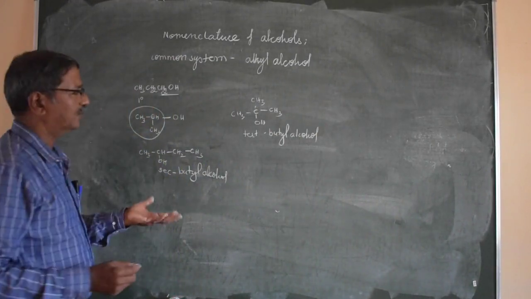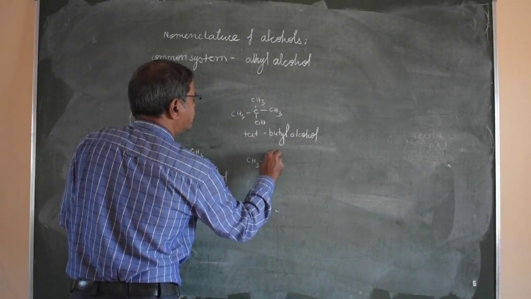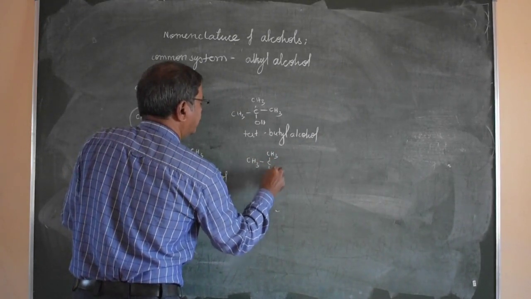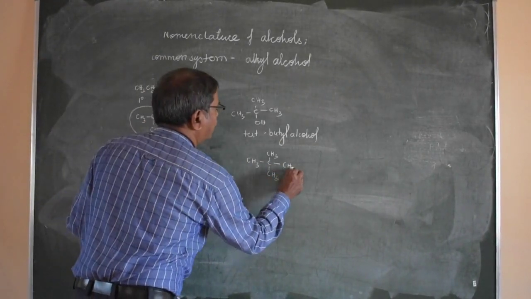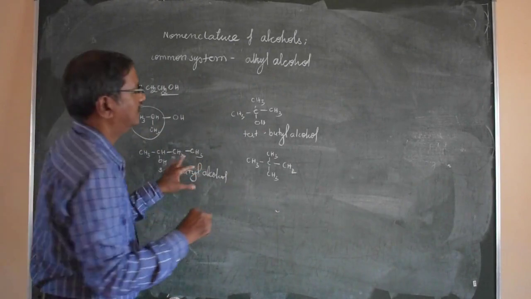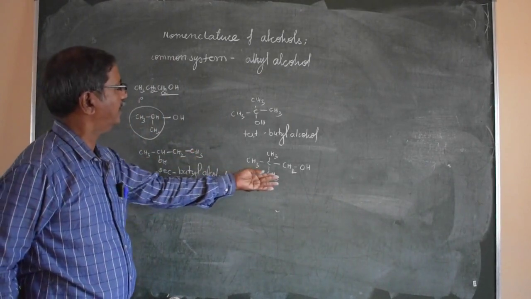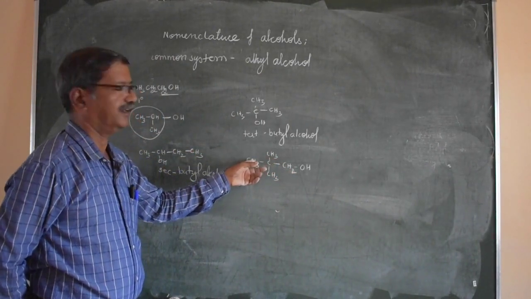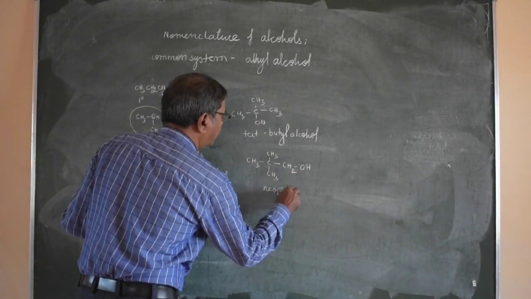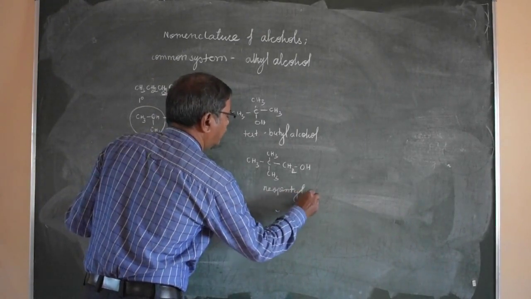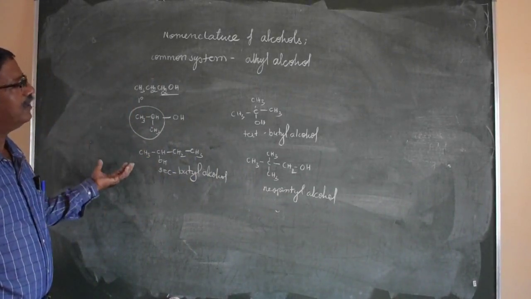Then what is this neo? Neo alcohols. You studied in first year: neopentane, isopentane and normal pentane. This one is called neo, so this is a neo alcohol. How many carbons do we have? 1, 2, 3, 4, 5. 5 carbons, so it is neopentyl alcohol. This is about the common system of naming the alcohols.